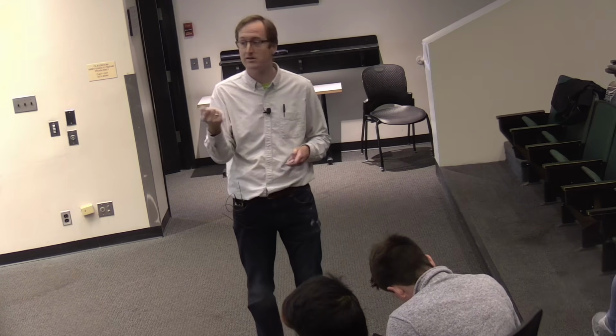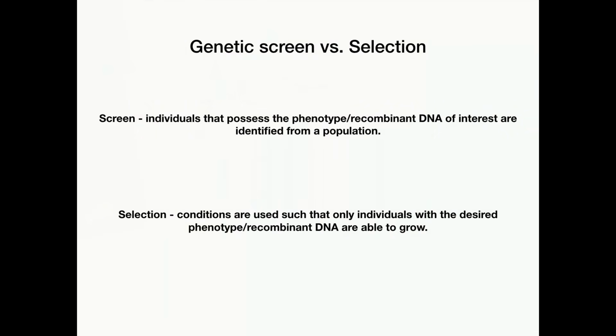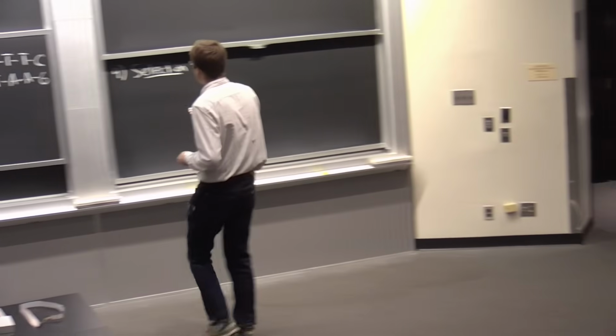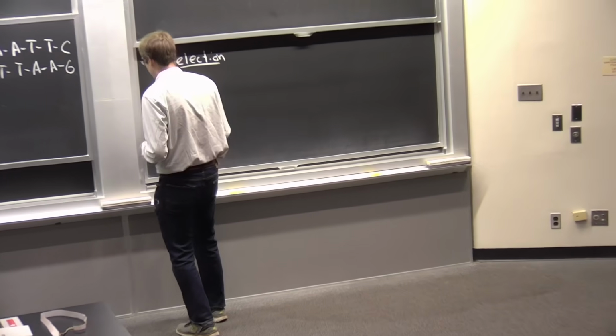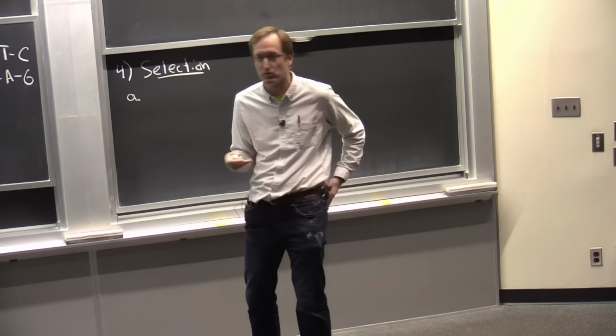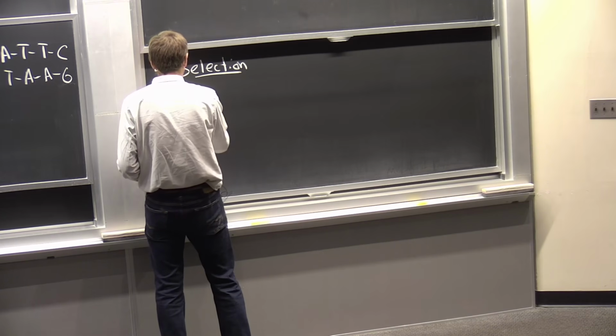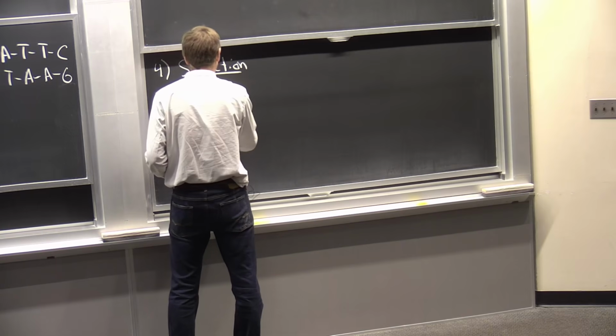Okay, another strategy would be to do what's called a selection, where you kill off everything that's not what you want by making the organism grow in some sort of selective condition, and then you only allow the organisms to grow that are the ones that you want. Okay, so this is called a selection. And I'm going to illustrate several examples of selections just so that you get an idea of how this works. Okay, so the first example I'll give is antibiotic resistance.